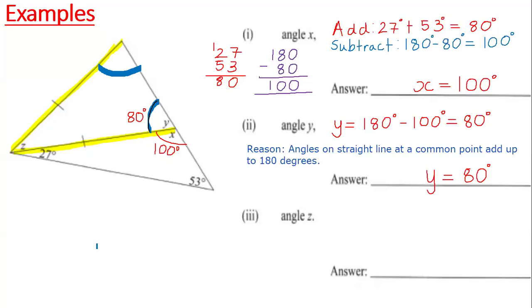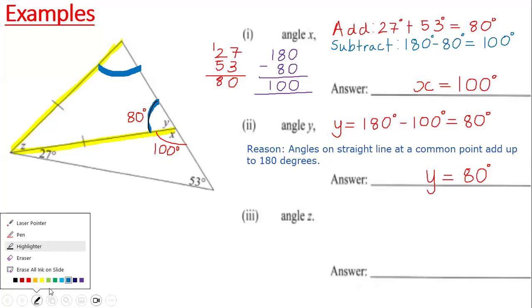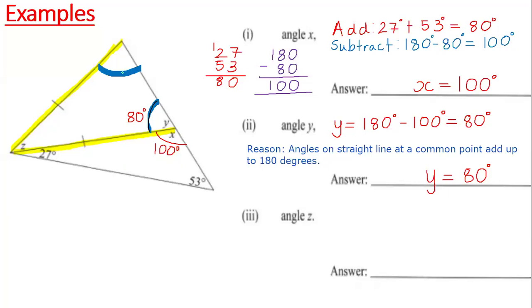So if y is 80, what must the other side be equal to? 80. It must also be 80 as well. So this is also 80 degrees. And so all we need to do is figure out what z is. But we already know that angles in a triangle add up to what? 180 degrees. So in order to figure out what z is, what are we gonna do?